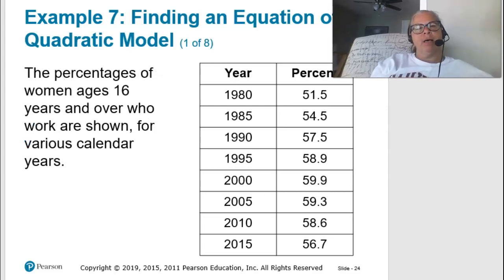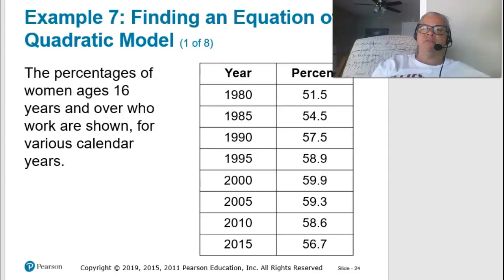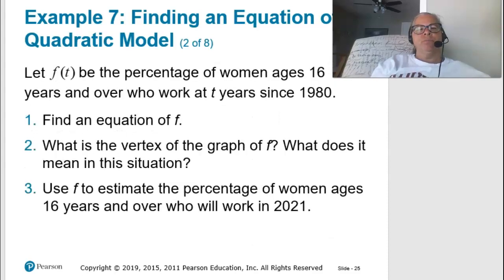Now we're going to work on modeling quadratic equations. So if we look at this data, the percentage of women ages 16 and over who work for the various years starting in 1980: 51, 54, 57, 58, 59 going up, and then 59.3, 58, 56 going back down. Our gut might tell us that this is a parabola since it went up and then down. So we are going to find the equation of the function. We're going to find the vertex, and then we're going to estimate what happens in the year 2021.